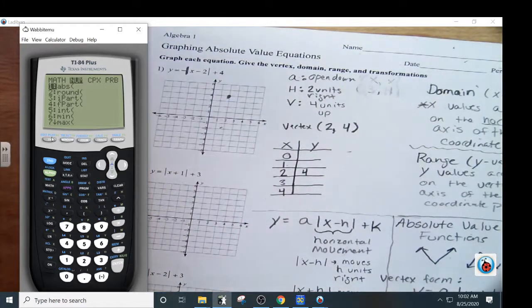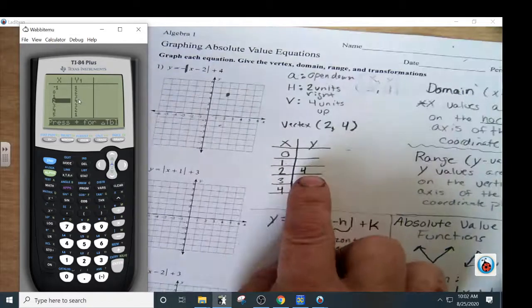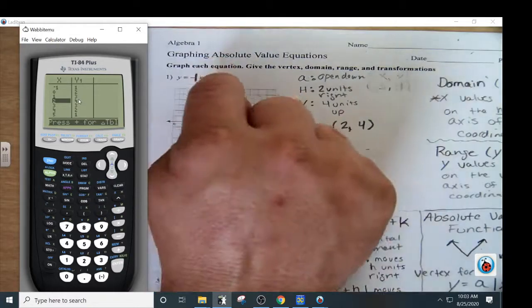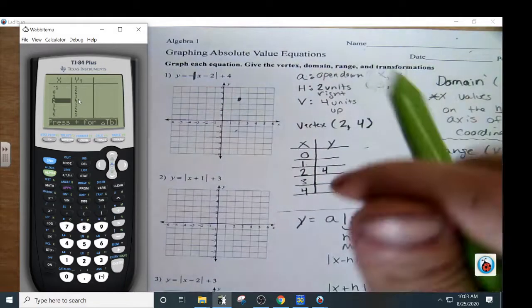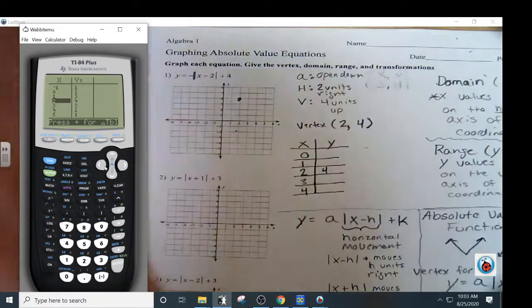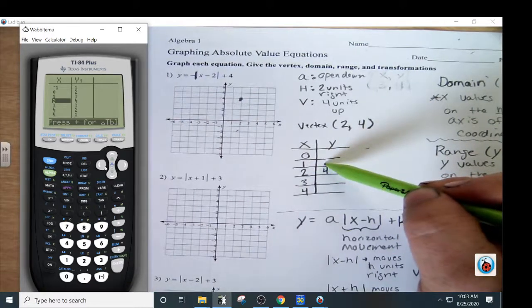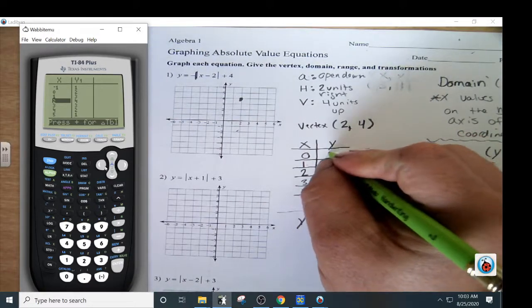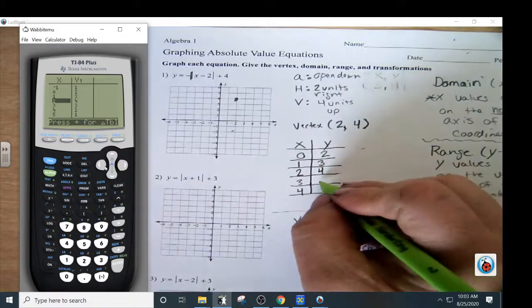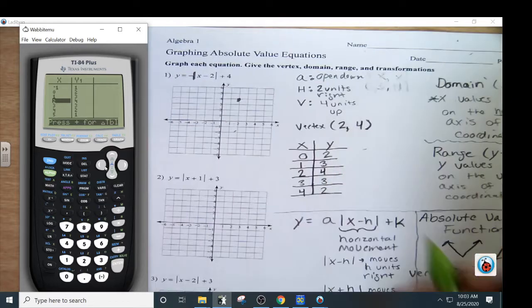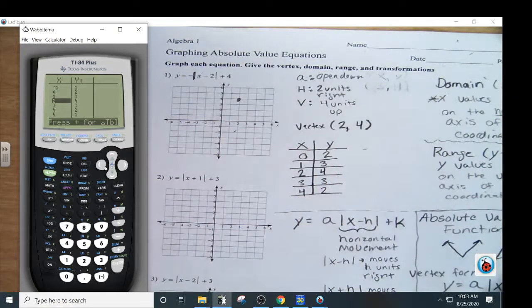Alright, so I graphed that. There's what my graph looks like. I'm going to go to second table. Guys, notice here is my vertex, 2, 4. And I know that by finding it when Jeremiah told us what the vertex was based on the H and K value. Now, I'm going to just write down the corresponding Y value. So it says 1, 3, 0, 2, and 3, 3, and 4, 2. That's all you got to do. You guys basically just find the numbers.